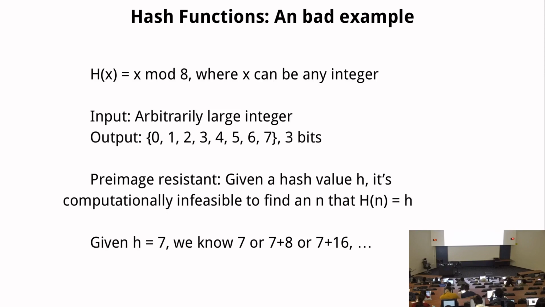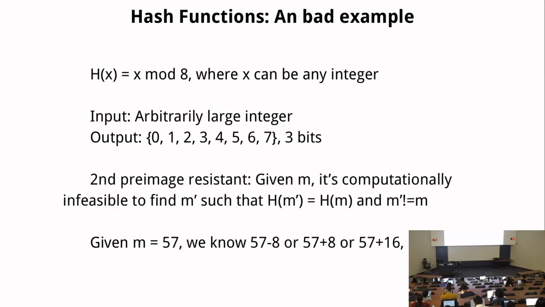Let's say the hash value is 7. Then we know that the original input can be 7, 7 plus 8, 7 plus 16, right? All of them will generate the same hash value 7. So this hash function doesn't have the property of pre-image resistance. It's not a secure one.